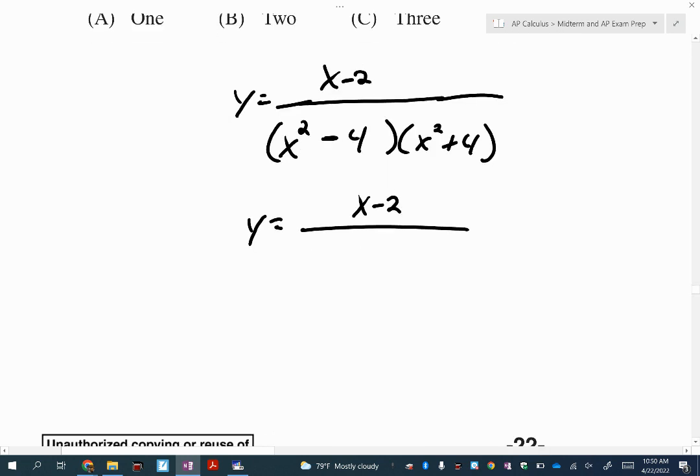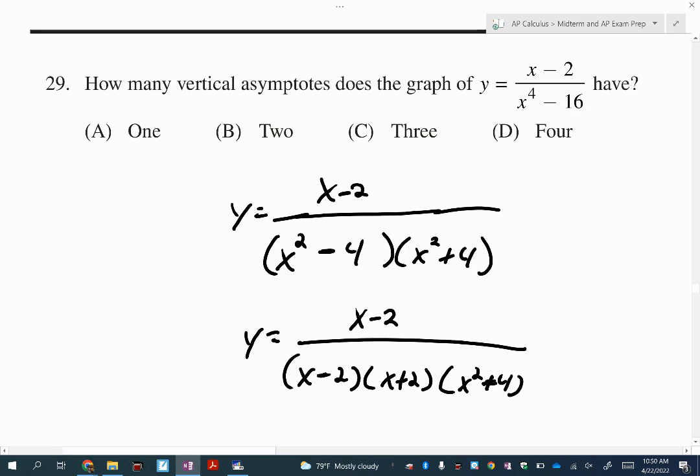What a day. All right, so this one's going to be x minus 2, x plus 2. Oh, that's plus 4. Okay. Now we're ready to talk about it.